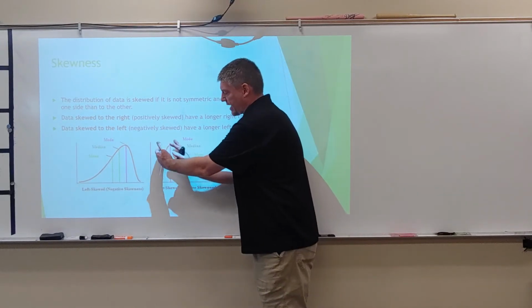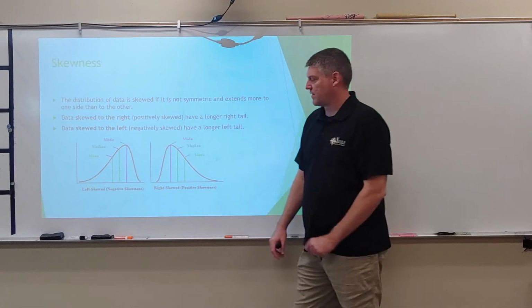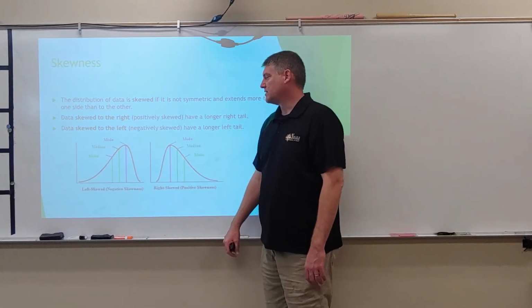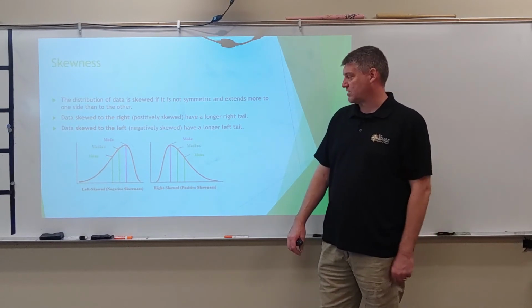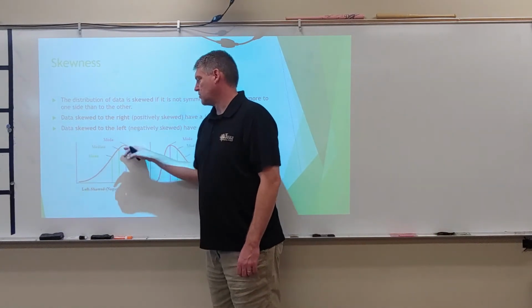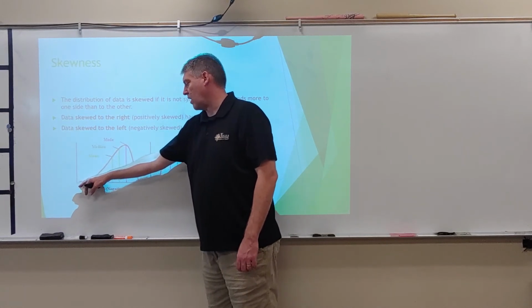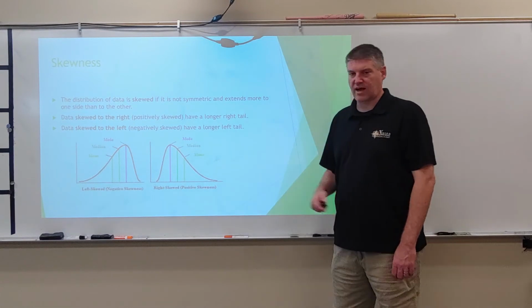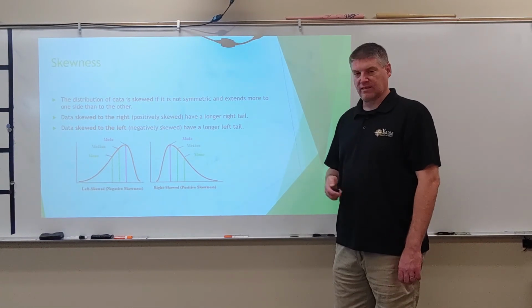So more of our data is in the left part of the graph. Data skewed to the left, or negatively skewed, have a longer left tail. Okay? So we're going to have a longer left tail, more data to the right side of it. So that's kind of talking about that right and left skewed.